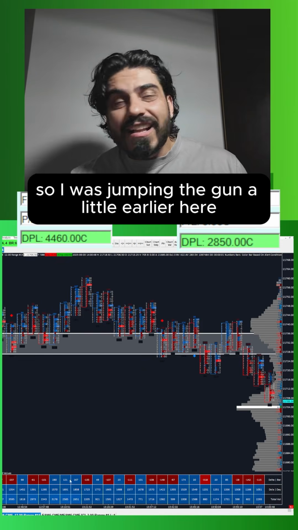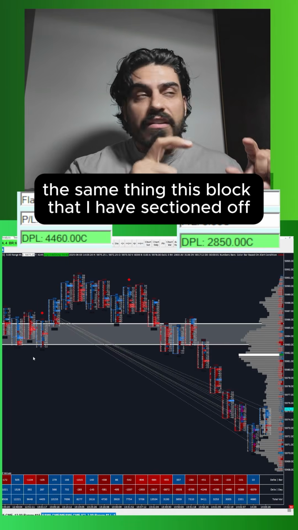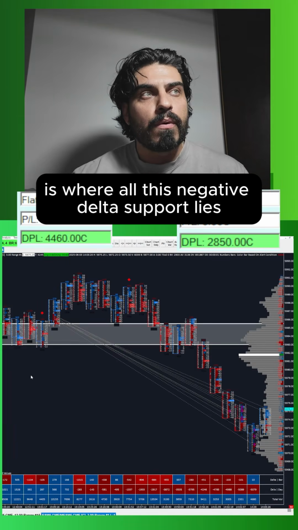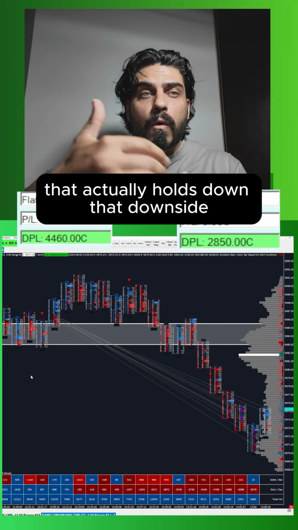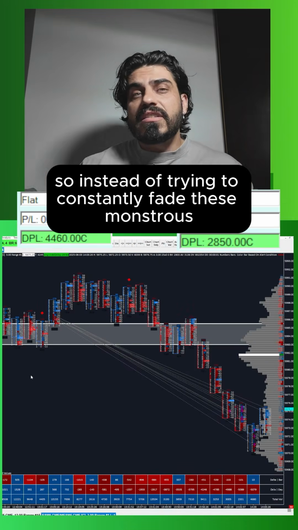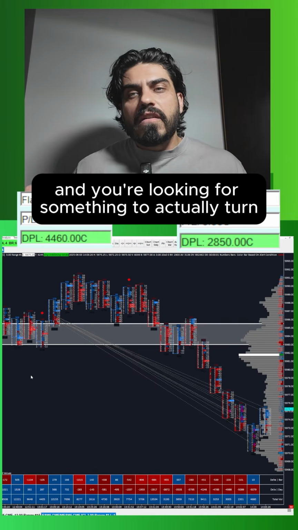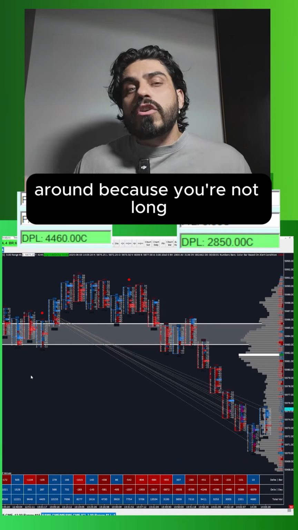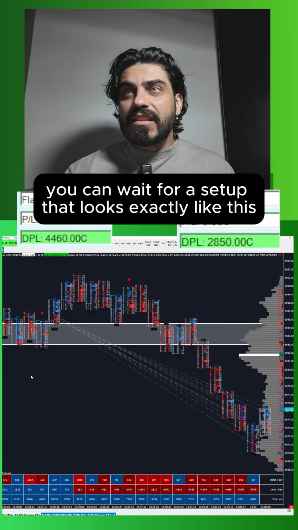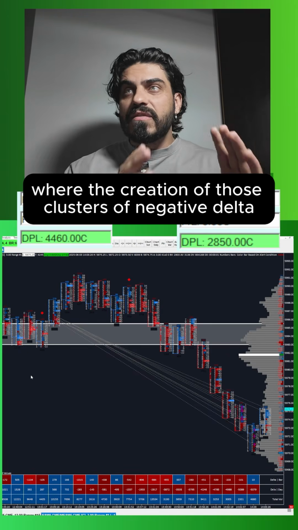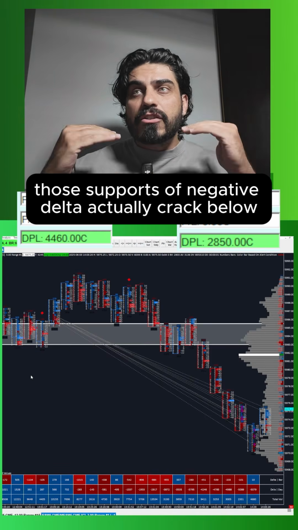So I was jumping the gun a little earlier here on the NASDAQ, and on the S&P the same thing. This block that I have sectioned off is where all this negative delta support lies. Once you break that, that's actually the reversion that's expected to happen that holds down the downside. So instead of constantly trying to fade these monstrous trend day moves to the upside, looking for something to turn around because you're not long, well, number one, you can not trade. Number two, you can wait for a setup that looks exactly like this, where the clusters of negative delta actually break below, and on the footprint, those supports of negative delta actually crack below.